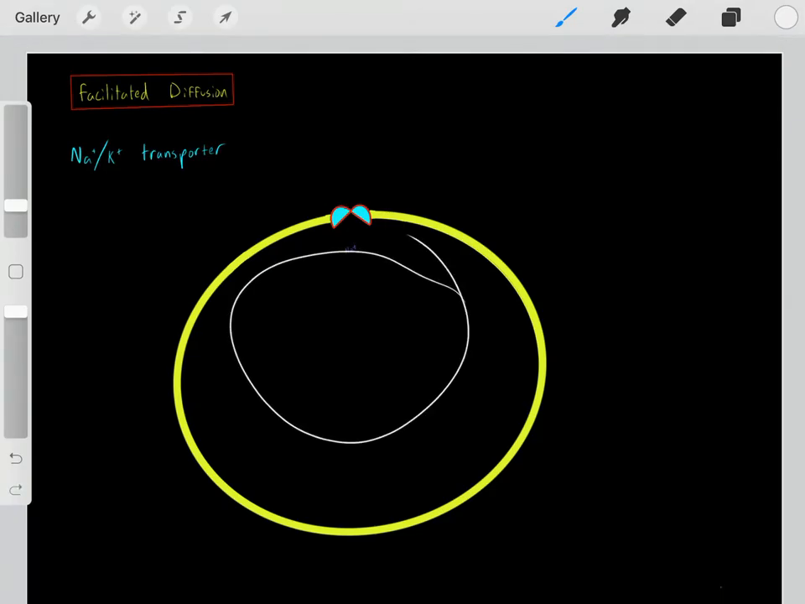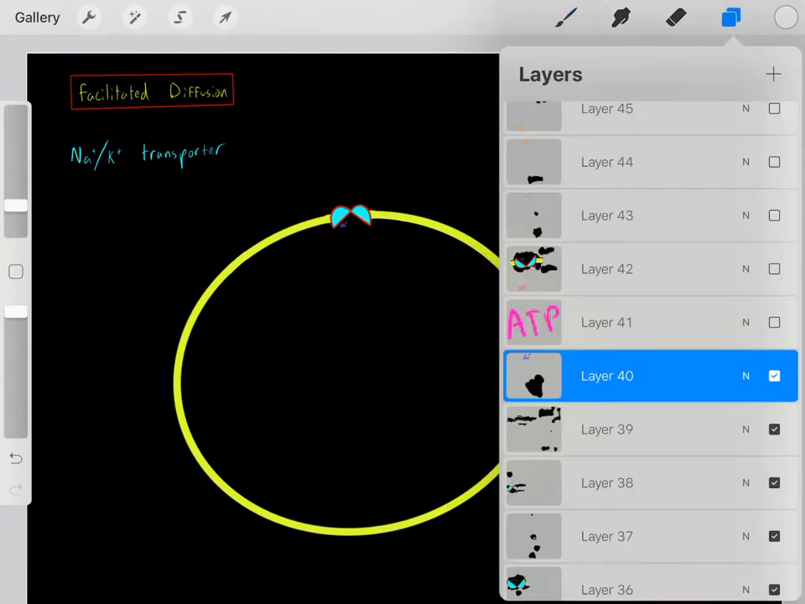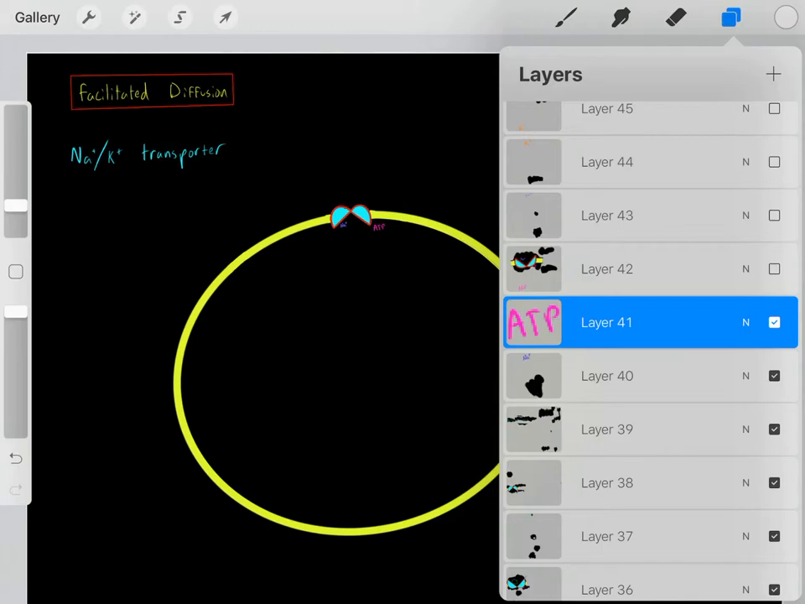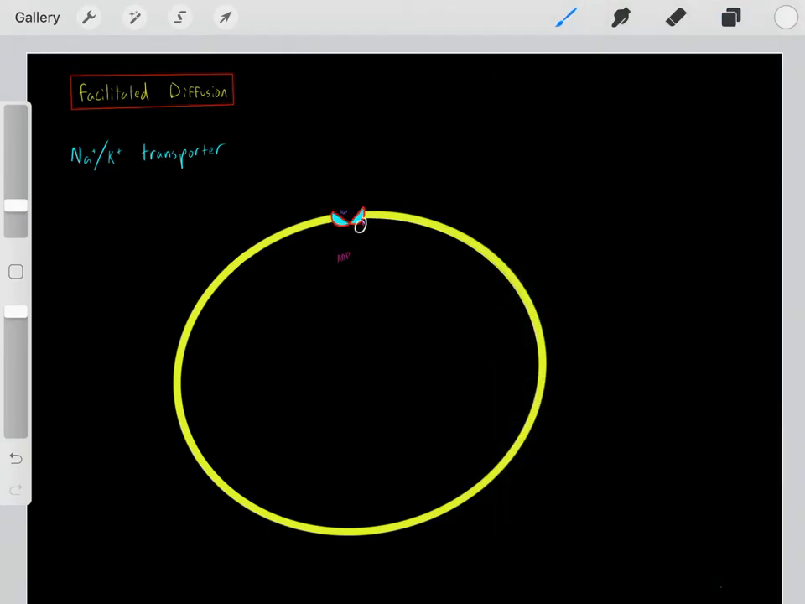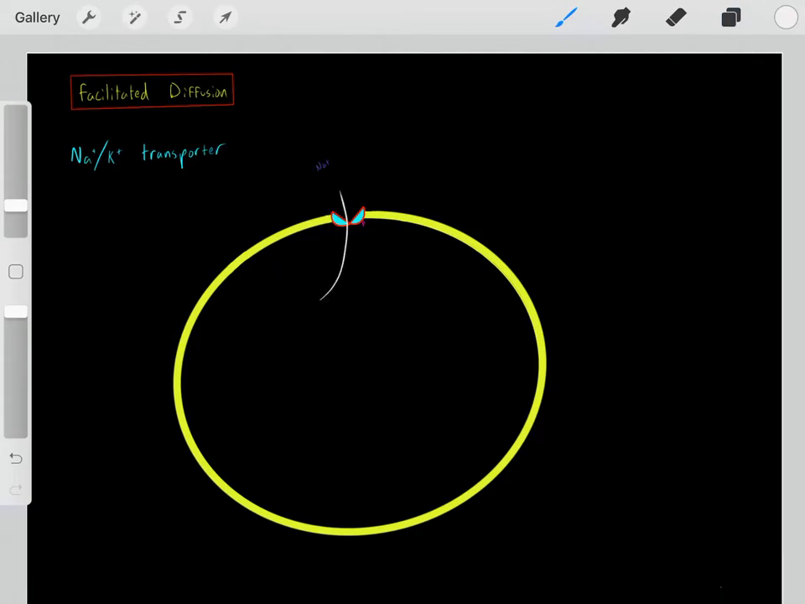So first, sodium inside of the cell binds to the transporter. Then once it binds, ATP binds to the transporter. Now ATP is hydrolyzed, with this phosphate still bonded, and now the sodium leaves. So now we've essentially pushed sodium outside of the cell.